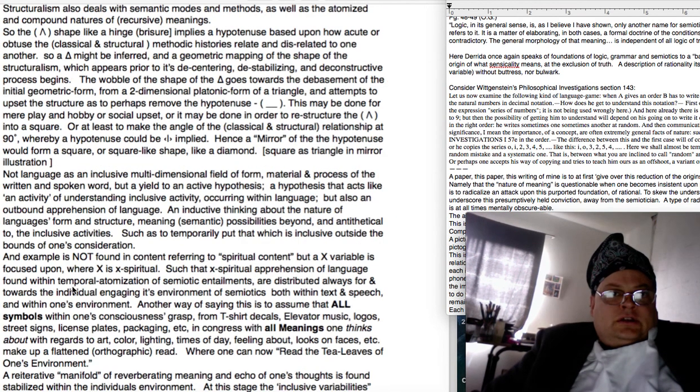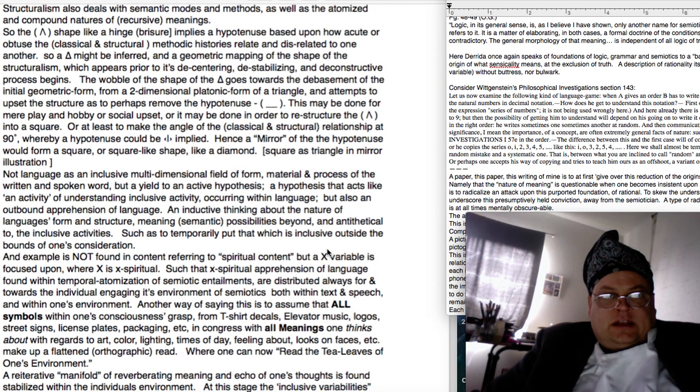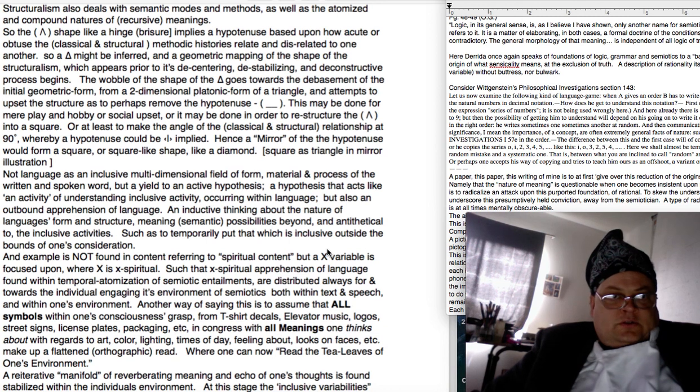So the up, left to right, up dash, and down, top to bottom dash shape, like a hinge, a brisé, implies a hypotenuse based upon how acute and obtuse the classical and structural methodic histories relate and disrelate to one another, so that a triangle might be inferred, and a geometric mapping of the shape of the structuralism which appears prior to its decentering.